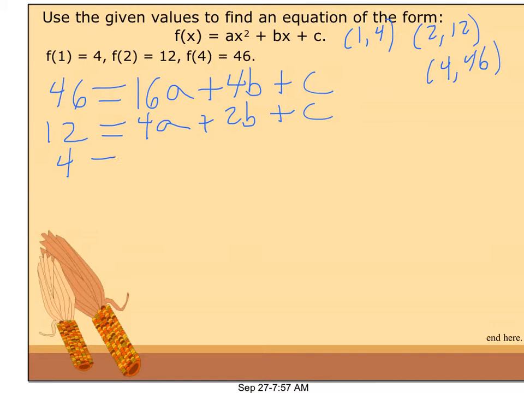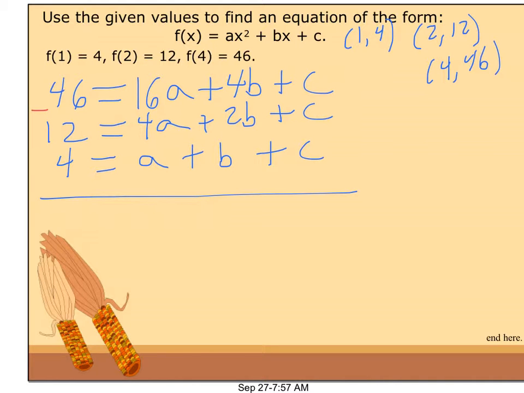If y is 4, I'd have 1 squared times a plus 1 times b plus c. Okay? Now, we got a lot going on here, but this is actually doable. We have 3 equations with 3 variables. All right? I'm not saying it's going to be pretty, but this now is a problem that is doable. It is mathematically possible to use this information to solve for a, b, and c. Okay?